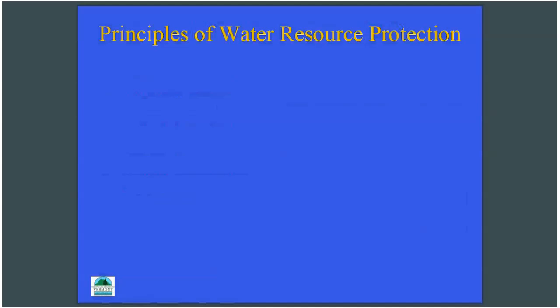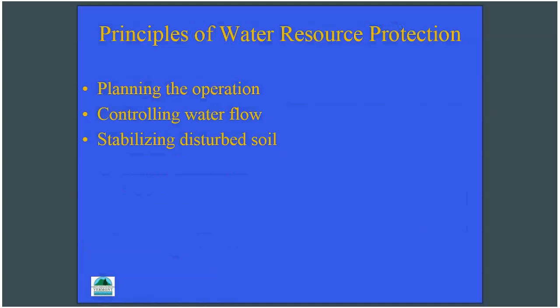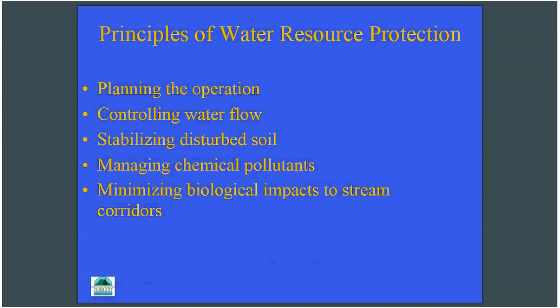The AMPs are measures to protect water quality that are based upon principles of water resource protection. Those principles include planning the operation, controlling water flow, stabilizing disturbed soil, managing chemical pollutants, and minimizing the biological impacts to stream corridors. I'll talk a little bit now about these principles and how they correlate to practices on the ground.